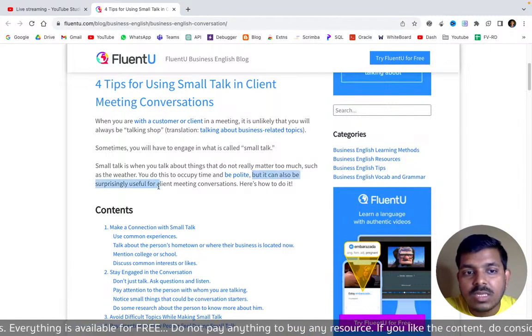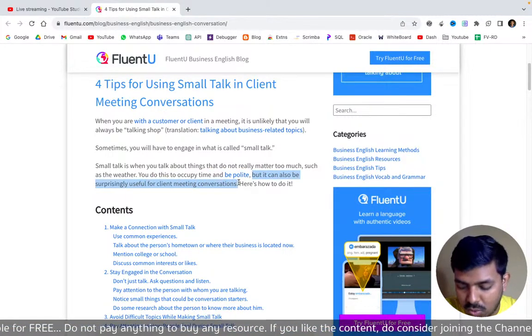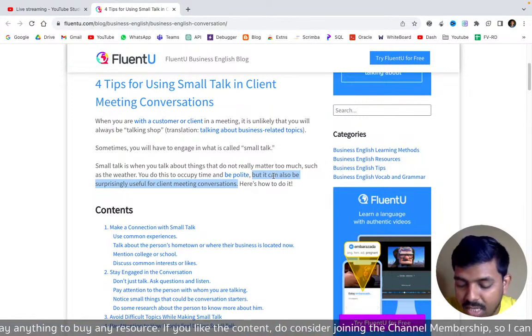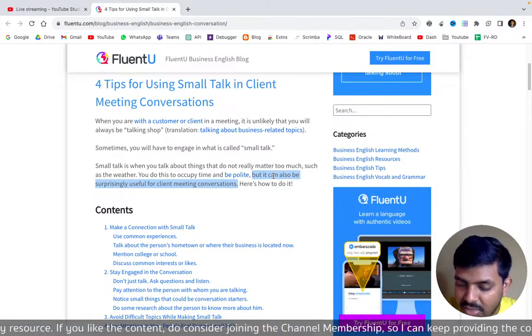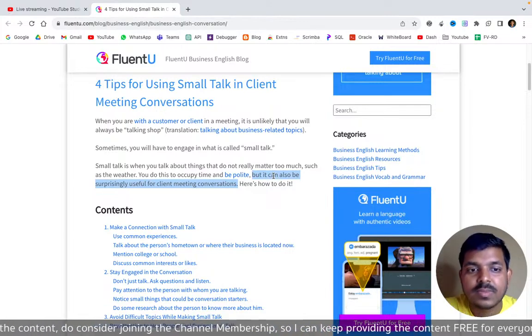But it can also be surprisingly useful for client meeting conversations. As I told you, here you are not trying to beat around the bush, but you are trying to come up with something which will eventually lead to the end objective or the end goal.